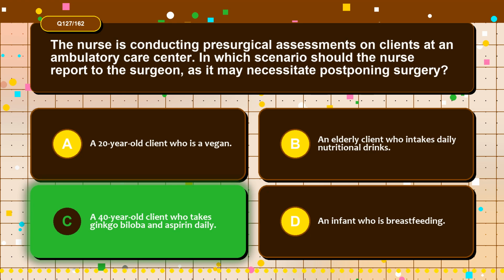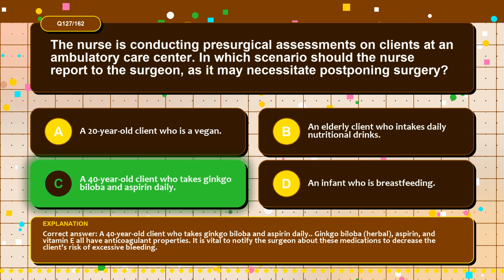The correct answer is option C. A 40-year-old client who takes ginkgo biloba and aspirin daily. Ginkgo biloba herbal, aspirin, and vitamin E all have anticoagulant properties. It is vital to notify the surgeon about these medications to decrease the client's risk of excessive bleeding.